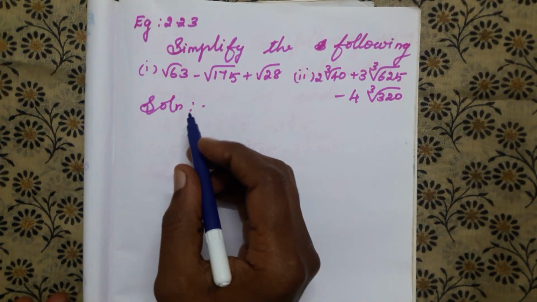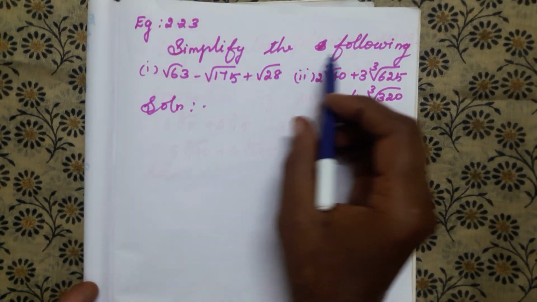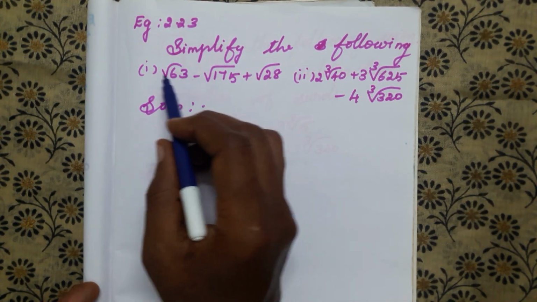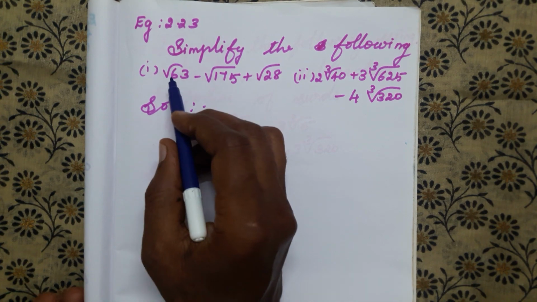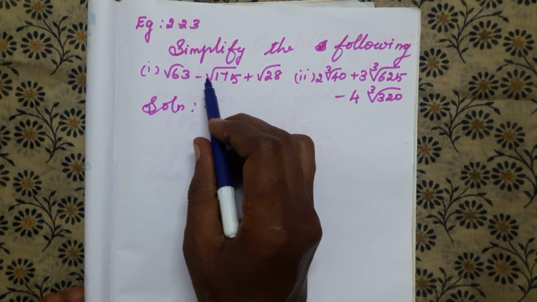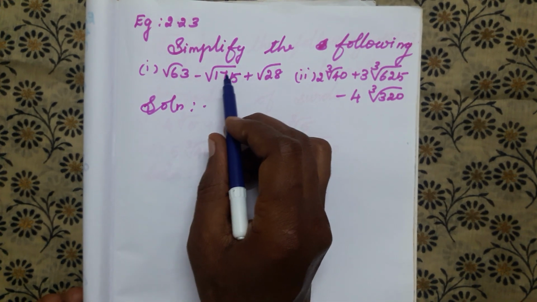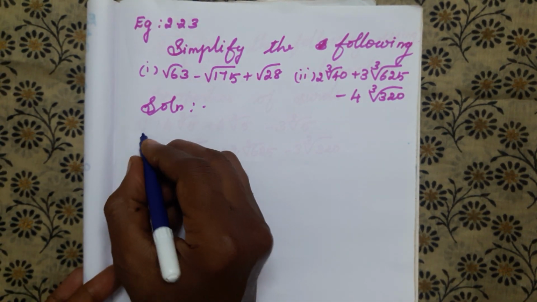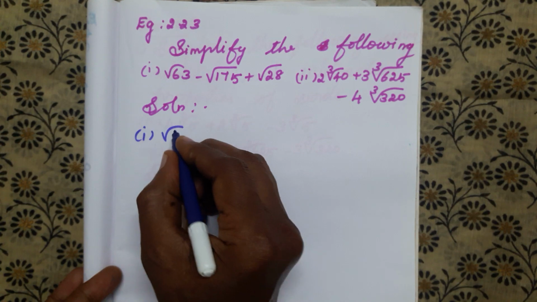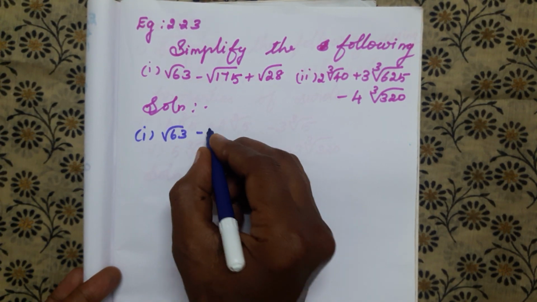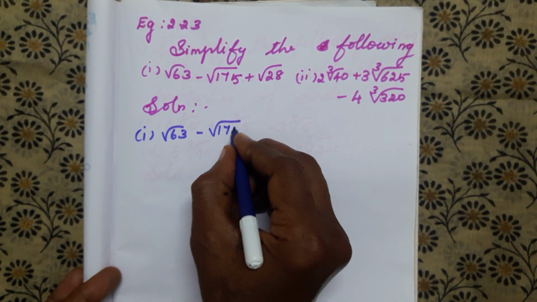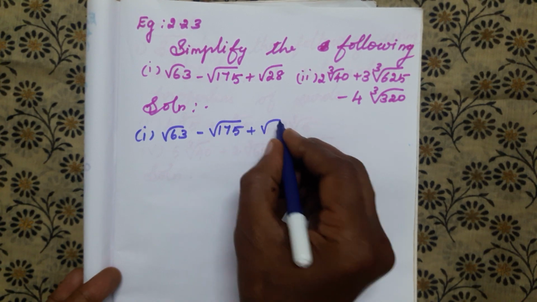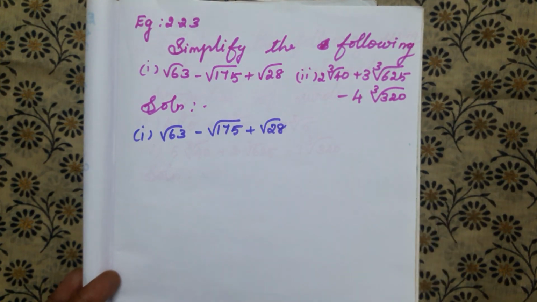Now, example 2.23. Simplify the following. Square root of 63 minus square root of 175 plus square root of 28.